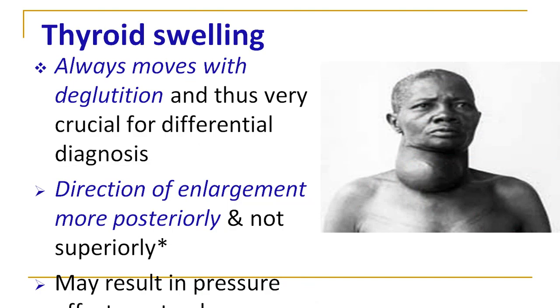Why does the thyroid swelling move upon deglutition? Because the pretracheal fascia is attached to the hyoid bone, the oblique line of the thyroid cartilage, and also the ligament of Berry. So whenever we have a swelling in the midline, we ask the person to swallow his saliva. If it moves, that means it is due to the thyroid gland. The direction of enlargement of the thyroid gland is more on the posterior plane and not the superior plane because the pretracheal fascia is thin on the posterior plane. So pressure on this can cause a stridor, that is noisy breathing, from compression of the windpipe. The person may complain of dysphagia because of compression of the food pipe, and change of voice from compression of the vagus, the recurrent laryngeal nerve.